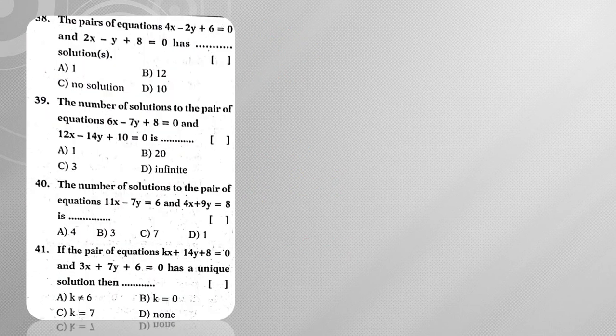Next, moving on to question number 38. Next, 4x - 2y + 6 = 0 and 2x - y + 8 = 0 has dash solutions. So the same process. So 4 by 2. Next, -2 by -1. Next, 6 by 8. So 4 by 2 is nothing but 2. -2 by -1 is also 2. And it is not equal to 2 by 3. Hence, it has no solutions.